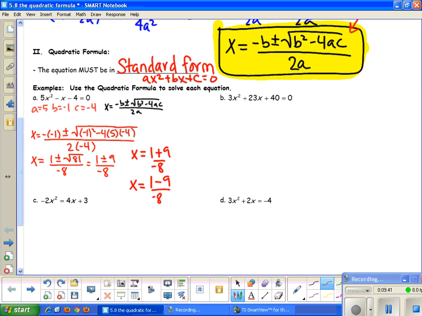Oh crap, I just realized that this should have been not -4 because it's over 2a. So I should go back here. Sorry, I didn't realize I did that in the beginning. So we need to erase these denominators here.